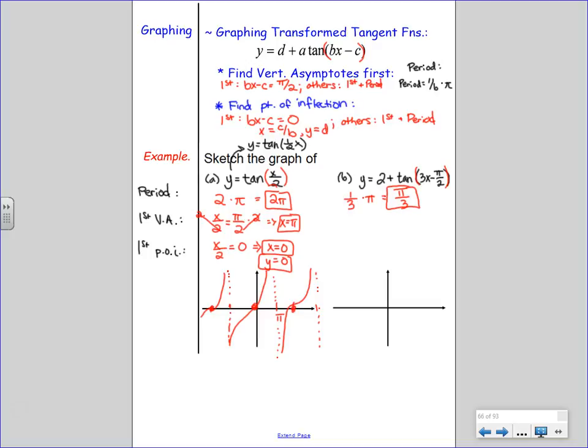For our vertical asymptote, we take this entire inside part, 3x minus pi over 2, and we set him equal to pi over 2. I'm not going to go through all the math, but when you add pi over 2, that'd be 2 pi over 2, which is pi. Then you divide by 3. X is just going to equal pi over 3. And then for our point of inflection, we take our whole inside and we set him equal to 0. And when we solve, we add pi over 2, divide by 3. We end up with x equals pi over 6.